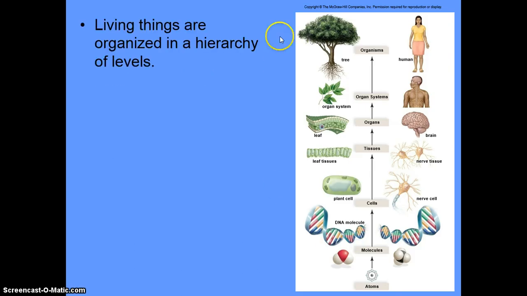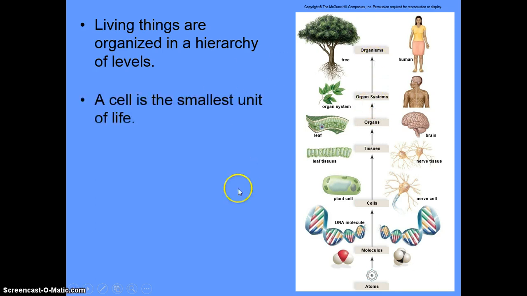Living things are also organized in a hierarchy of levels, and the first thing we looked at was them being organized. So atoms go together to make up molecules. Molecules make up cells. Cells make up tissues. Tissues make up organs. Organs make up organ systems. And then organ systems go together to make up a complete organism.